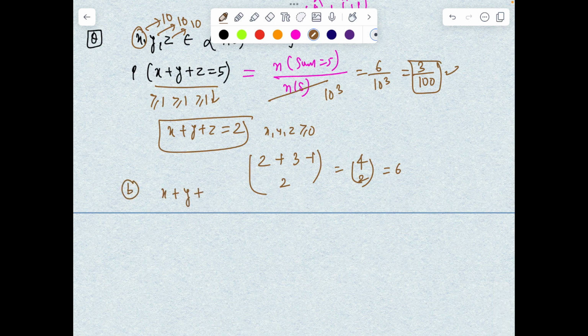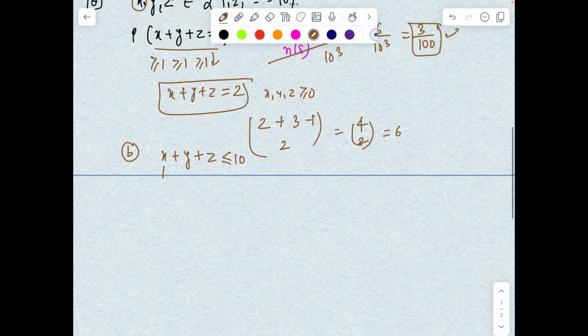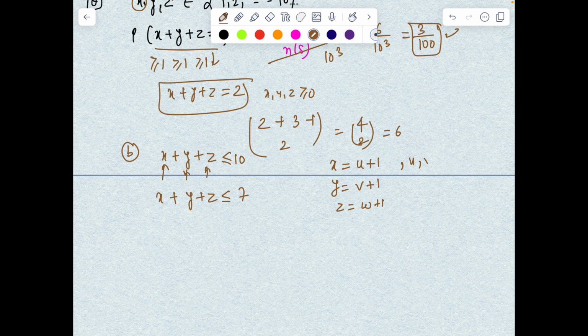Part B can be the number of ways in which x plus y plus z is less than or equal to 10. So how to solve it? Again, since x, y, z are already natural numbers, it's the same as x plus y plus z less than or equal to 7, because I can make new variables x equals u plus 1, y equals b plus 1, and z equals w plus 1, such that u, b, w are now greater than or equal to 0, because if u is 0, automatically x is 1. So the new question gets converted to u plus b plus w less than or equal to 7, such that u, b, w are non-negative.